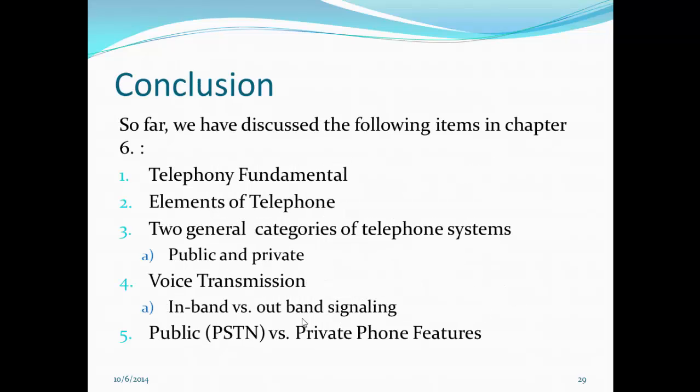So in conclusion, so far we have discussed the following items in chapter 6, telephony fundamentals: the elements of telephones, two general categories of telephone systems, public and private, voice transmission, in-band and out-of-band signaling, and the last part is public switched versus private phone features.